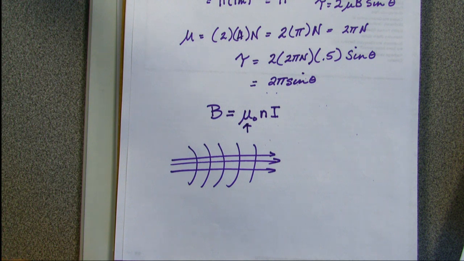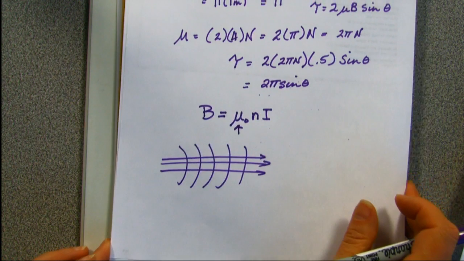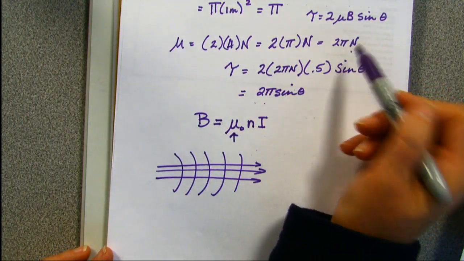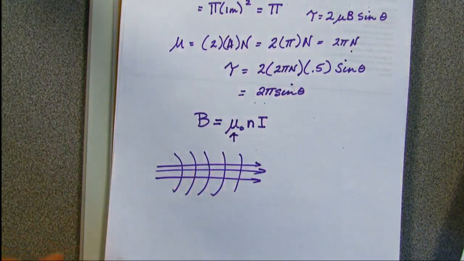How did you get the 2 pi sine theta? Did you just plug in 1 for the number of turns? Yeah, plugged in 1 for the number of turns. Okay. That's for a single loop. Multiple loops, I have to multiply by the number of turns.